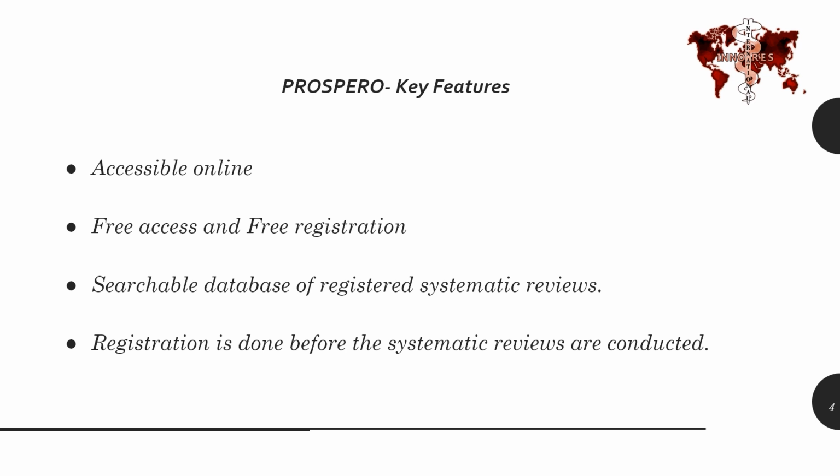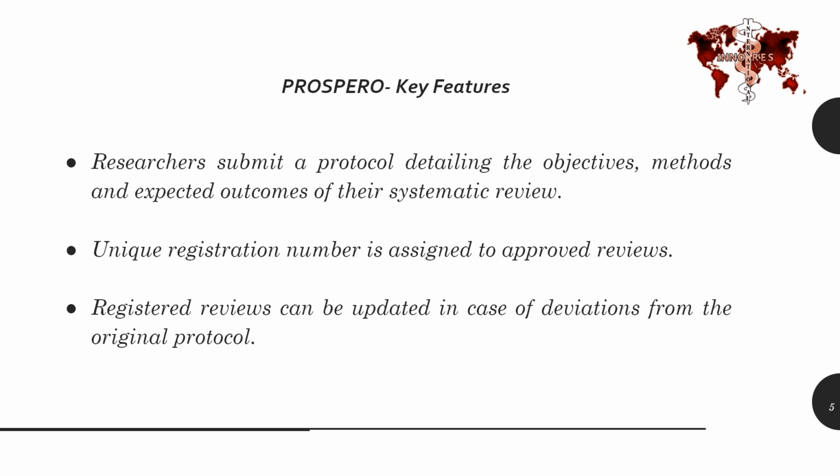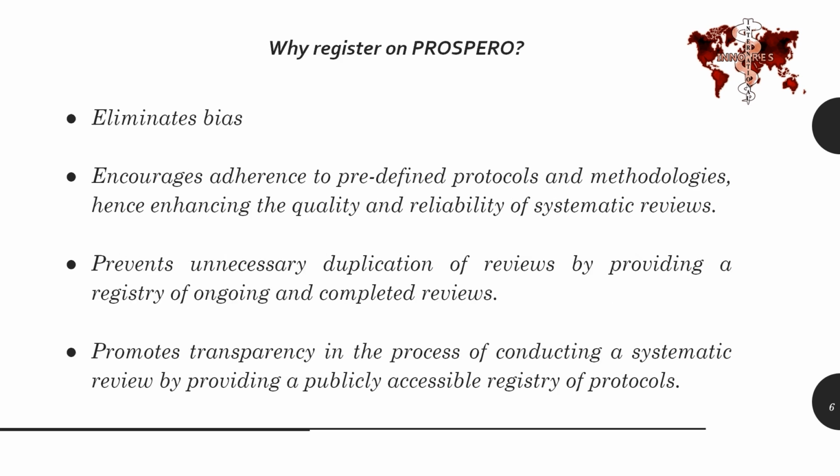Updates to registered reviews maintain accuracy and completeness, audit the trail of changes, and allow comparison of published results with the original protocol to identify potential biases. To register with Prospero, researchers submit a protocol that outlines the objectives, methods, and expected outcomes of their systematic review. Once approved, a unique registration number is assigned to the review. If there are any deviations from the original protocol, the registered review can be updated accordingly.